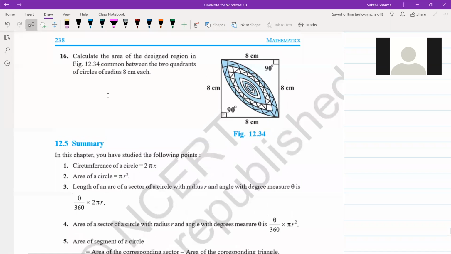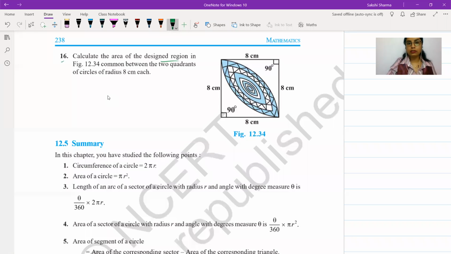Last question, again, a very important question. Question number 16. Calculate the area of the designed region in this figure, common between the two quadrants of the circles of radius 8 centimeters each. So the quadrants actually are indicated, and it looks like a square if we write this as A, B, C, D. So A, B, C, D becomes a square because all four sides are equal.